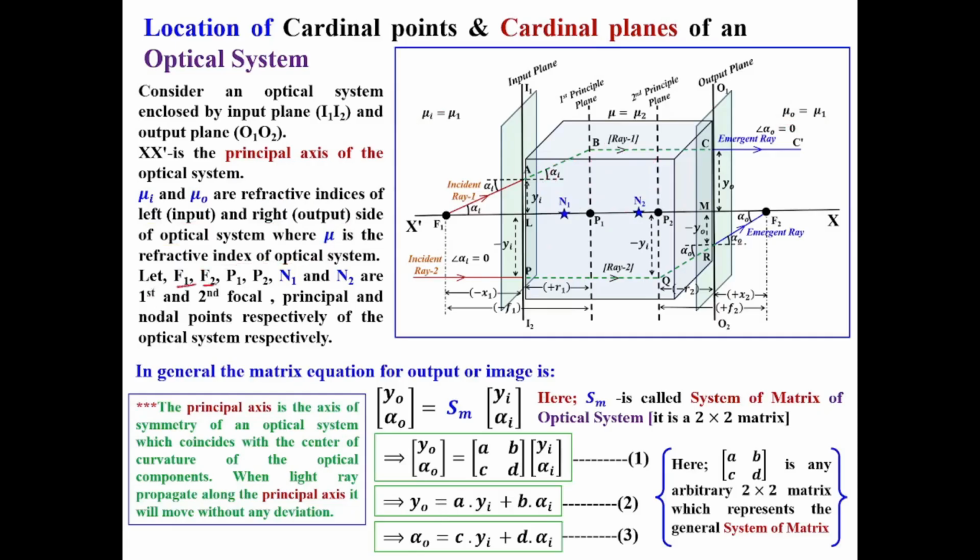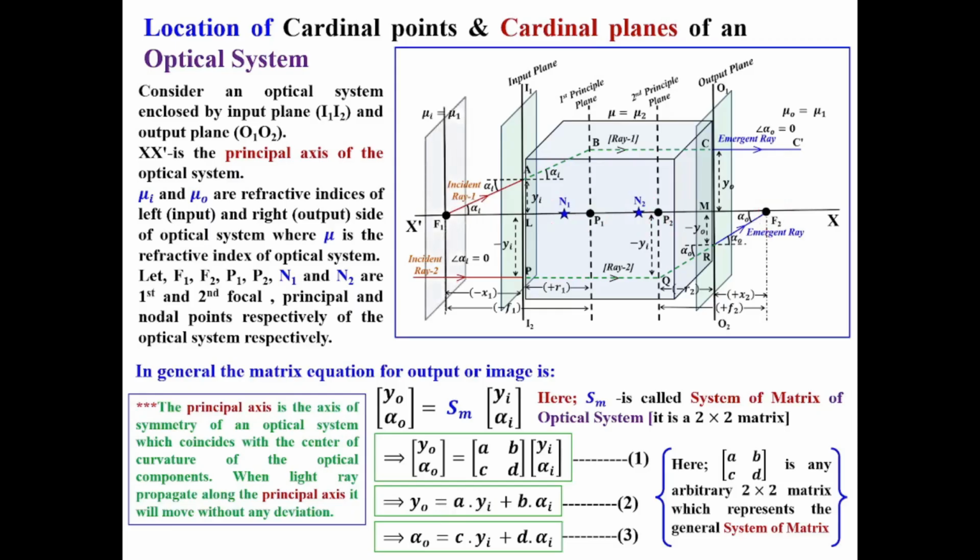Here F1, F2, P1, P2, N1, N2 are the first and second focal, principal and nodal points respectively. Here F1, F2, P1, P2, N1, N2, the 6 cardinal points, are located here. And the corresponding planes are like this.